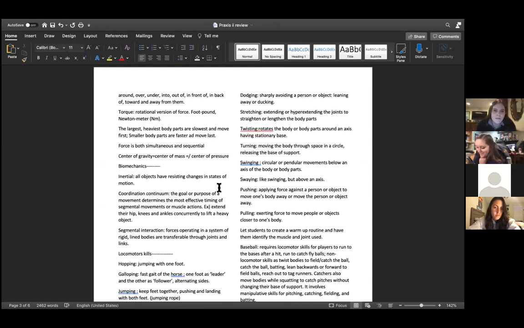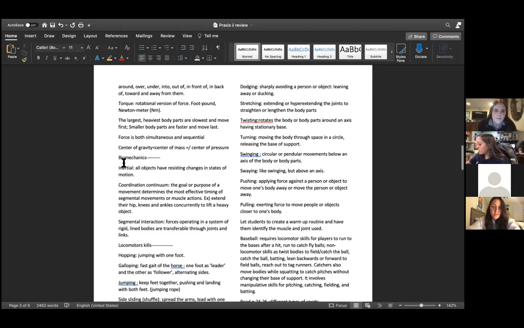The largest, heaviest body parts are slowest and move first. That I remember actually being one that messed me up a lot. To me, that doesn't sound right. In my head, I always would think smaller is faster, but that messed me up a lot. So the bigger ones move first, smaller body parts last. Okay: the largest, heaviest body parts are slowest and move first. Smaller body parts are faster and move last.